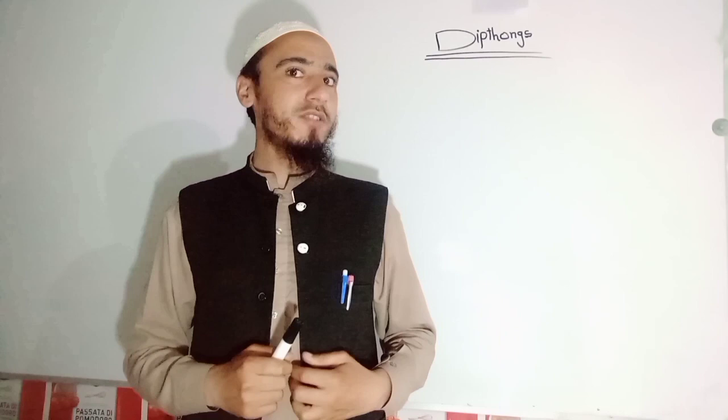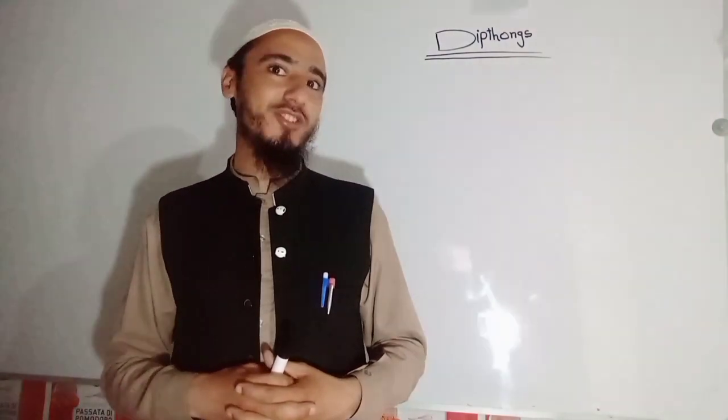Honorable listeners and respectable audience, you know that we have started a series of linguistics. In the previous lectures, I talked about that there are 44 sounds in the English language: 20 sounds are vowels and 24 sounds are consonants. And I told you that vowel sounds are those sounds which are produced without obstruction to the flow of air, and consonant sounds are those sounds which are produced with obstruction to the flow of air.